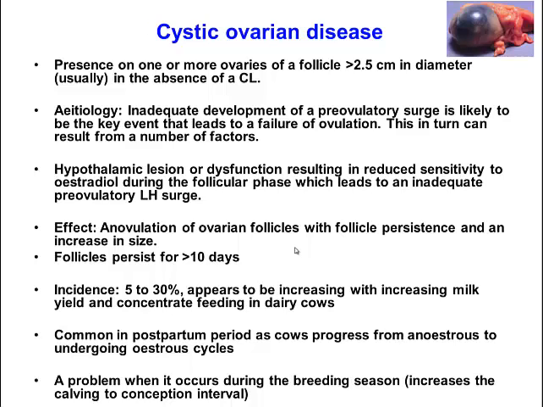The problem for producers is that when it occurs during the breeding season and the cows are not ovulating, then the cows can't get pregnant, and by the time they do start ovulating, that will be some way down the track, and so there will be a delay in conception. And so this is one reason why they can be an economic loss to farmers.